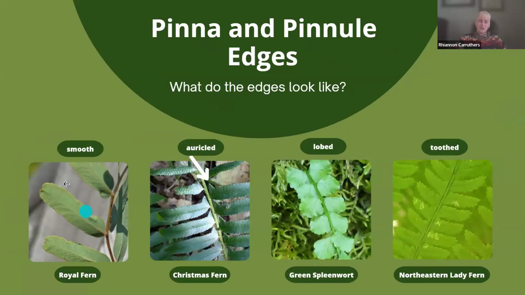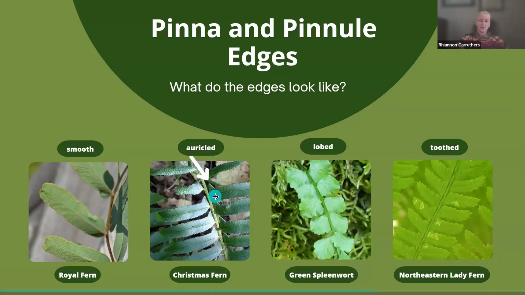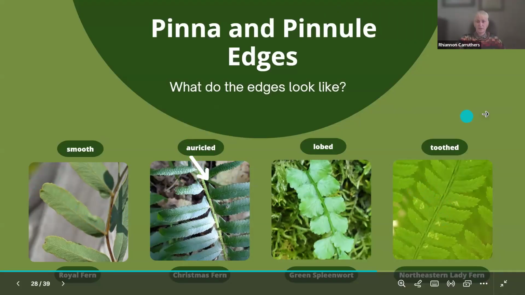Now, looking at the actual edges of either the pinnae or the pinnules, we want to see, is it smooth? So this is a royal fern, which has this beautiful smooth edge. Is it auricled, which means that it has this earlobe? This comes from the word for auditory, auricled. Does it have this little ear? Is it lobed, so these little bumps along the edge, or is it toothed? So it's got these little points on it. This will all help you with identification.